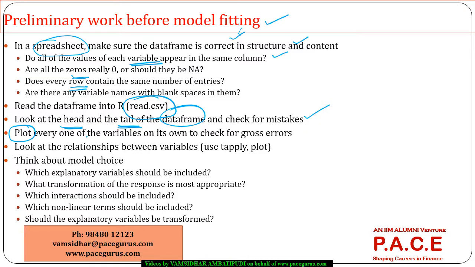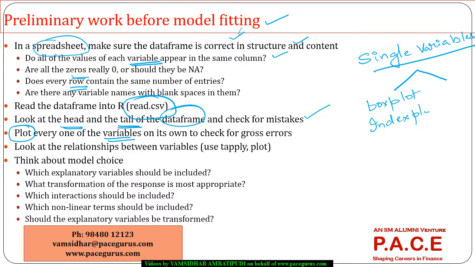So create one-dimensional plots for every one of the variables. Each single variable, depending on whether it is continuous variable or a categorical variable, have an appropriate plot. If it is continuous variable, you can look out for a box plot for the same, or you can have an index plot. You know what kind of charts you have to plot for what kind of data. And if it is more of a categorical variable, probably you can look out for a bar chart on that kind of a data. So every one variable, create a plot, check for the gross errors in the data.